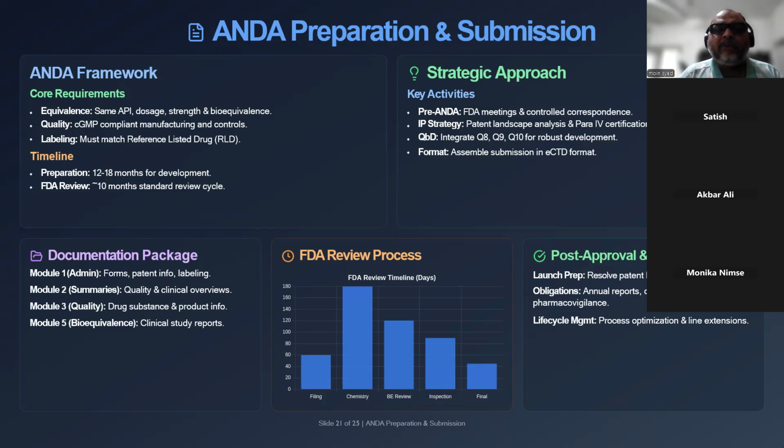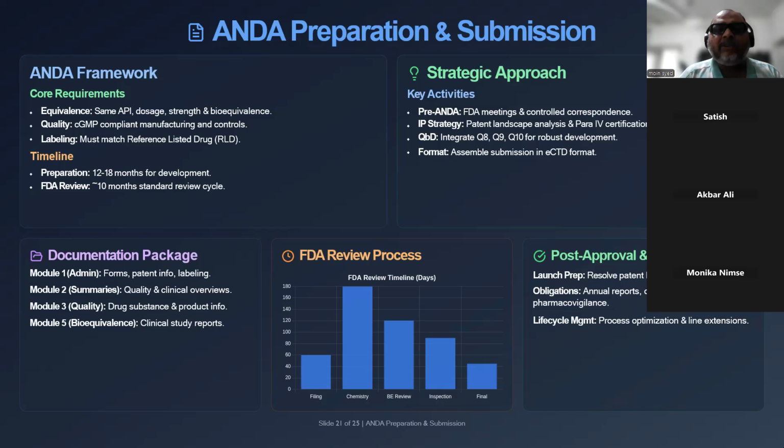And if at all you change the dosage form, then it will not be an ANDA. It will actually be a 505(b)(2) filing. So the 505(b)(2) filing is different from an ANDA. When you change the dosage form or some other thing, it is usually called a 505(b)(2). But ANDA is only about having the same API, same dosage form, same strength and a bioequivalence study. So strength also needs to be the same.